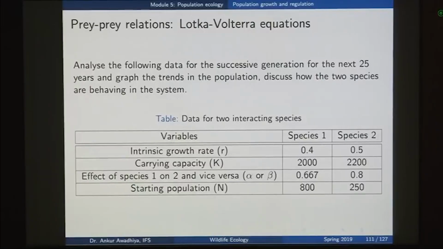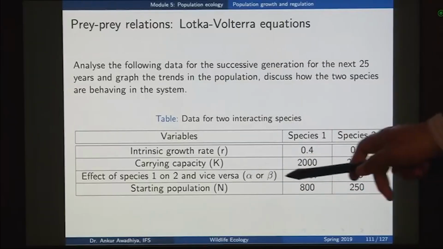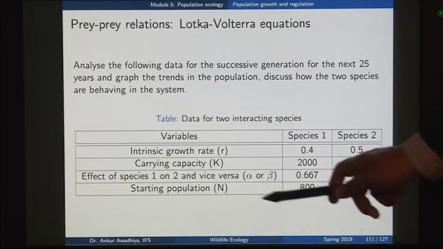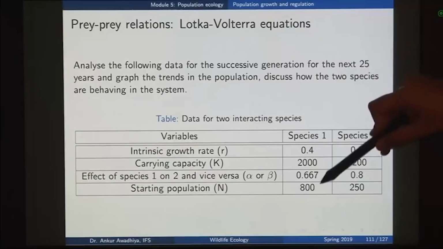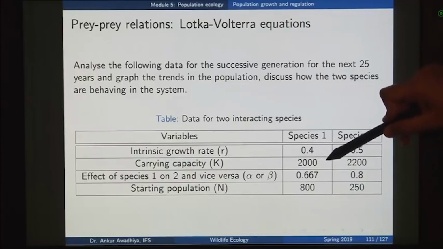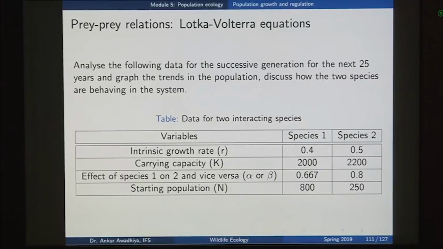And similarly, we can look at interactions of two different species, two different herbivore species. Now, in this example we are looking at the intrinsic growth rates for two species, the carrying capacity is given as 2000 and 2200, and the effect of the other species, that is alpha or beta, is given as this, and the starting population is given. Here, in the case of species 1, you have 800 individuals and you can have a maximum of 2000 individuals. In the case of species 2, you have only 250 individuals and you can increase it to 2200 individuals.